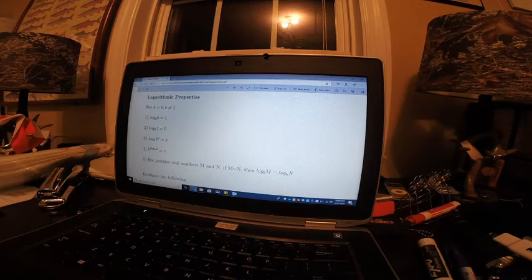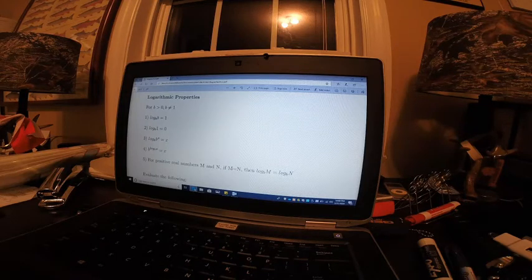This is probably my favorite part of the whole lesson here. Logarithmic properties. So for b greater than 0 and b not equal to 1, we've got the log base b of b is 1. Second rule, log base b of 1 is always 0. Third rule, log base b of b raised to the x is always x. Fourth rule, b raised to the log base b of x equals x.